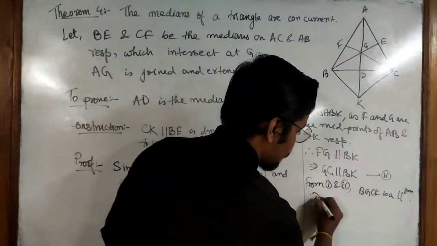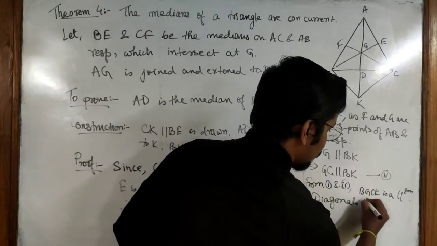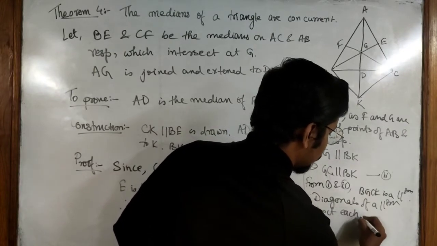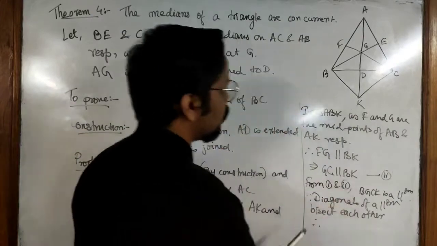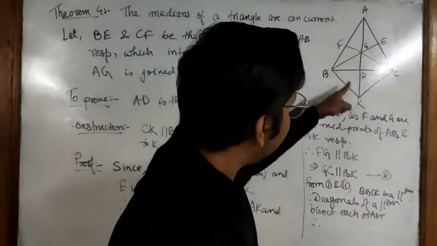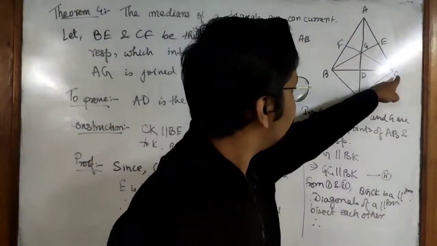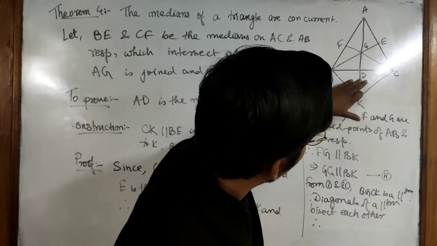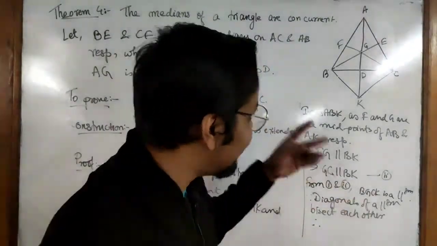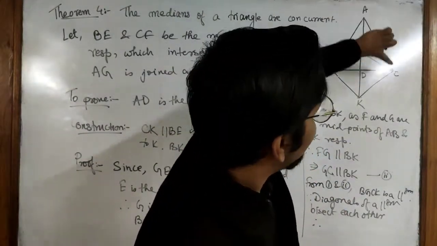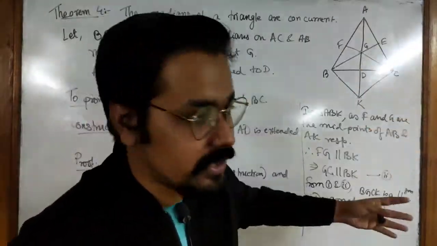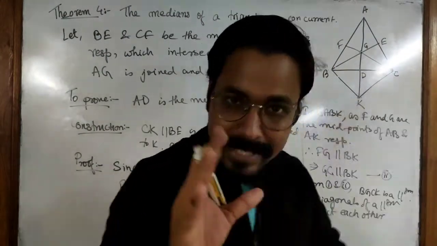Now we know that the diagonals of a parallelogram bisect each other. So since diagonals of a parallelogram bisect each other, therefore D will be the midpoint of both these lines. GK and BC are the diagonals of the parallelogram BGCK, and I said that the diagonals will bisect each other. That means GK and BC will have D as the midpoint. Bisect means it will be the midpoint of that line. So that means D is the midpoint of BC.